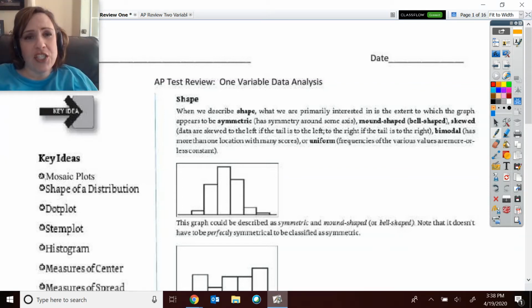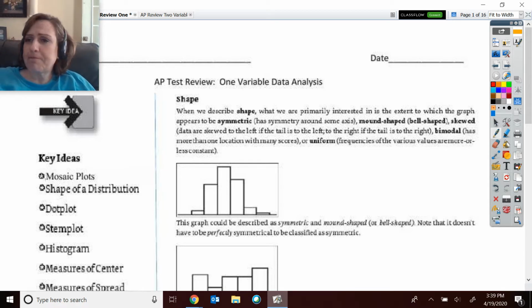Hi guys, we're going to go ahead and start our AP review with one variable data. At the beginning of this year, this is actually the second unit that we did, but it officially is called the first unit in the College Board curriculum. While we collected data first and did experimental design first, and then we addressed this unit, which is how to graph and represent all the data. So let's take a look at all the different ways that we can represent the data.